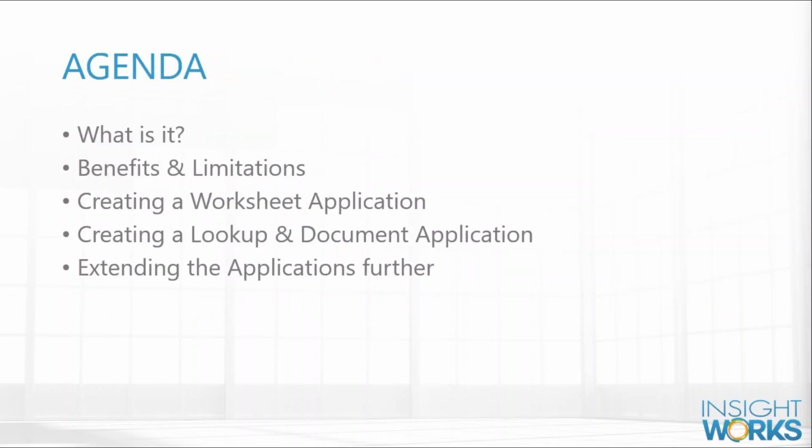As discussed, though, today we're just going to go over what the Application Wizard is. We're going to look at some of its benefits and limitations really quickly. And then most of our time is going to be spent creating a worksheet application using the Application Wizard. We're also going to use the Application Wizard to create a lookup and document type application. When that's all said and done, we're just going to briefly look at how you could extend some of the applications a little bit further. And it should be a fairly easy session to follow along with.